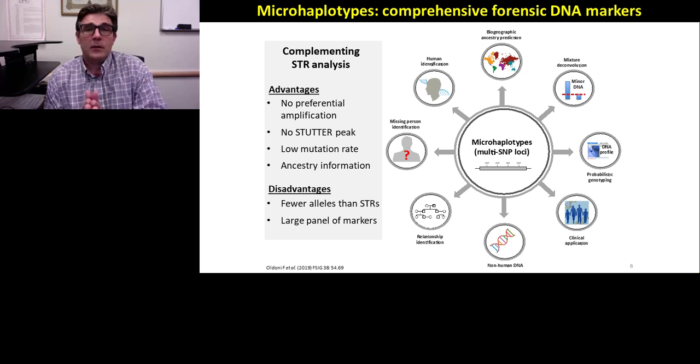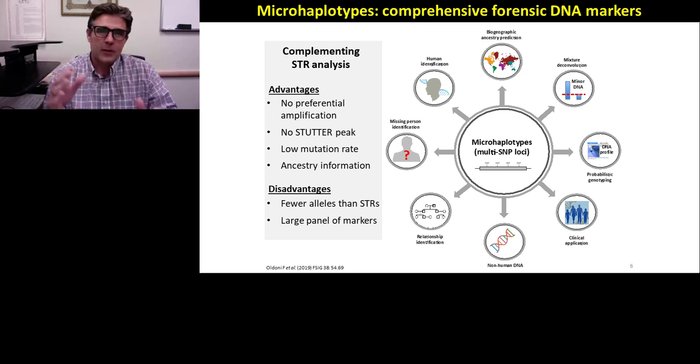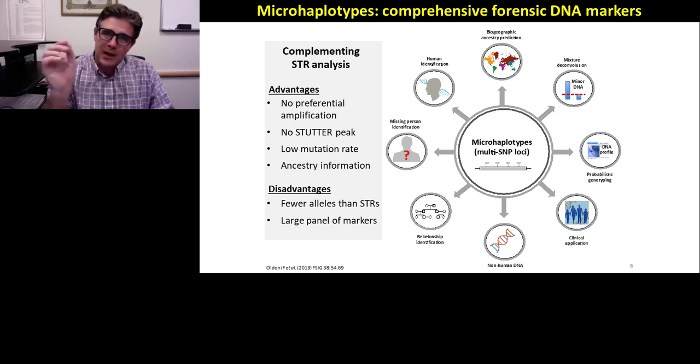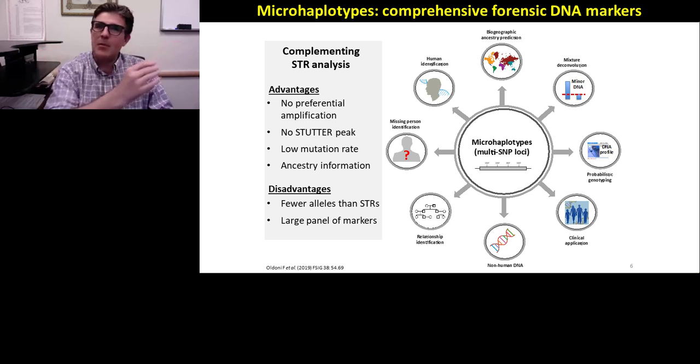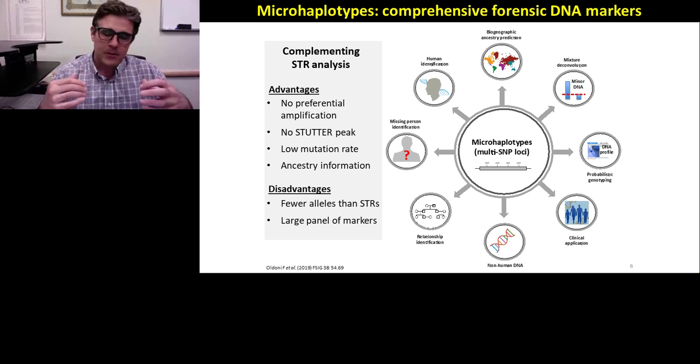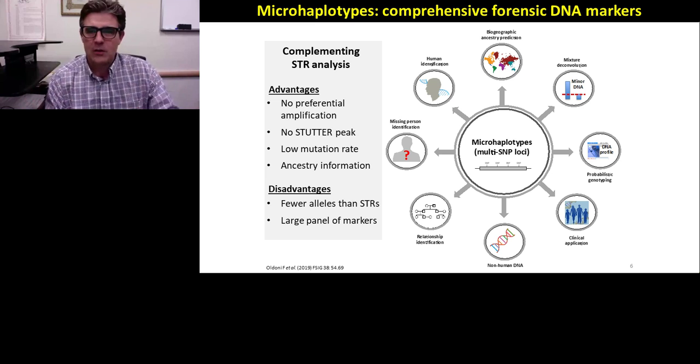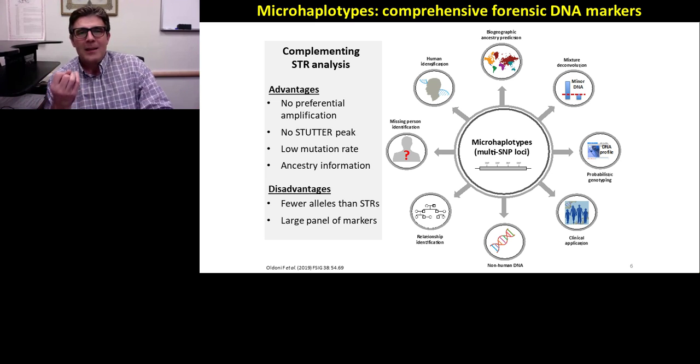First of all, there's no stutter because there's not a sequence that's repeated multiple times. As the polymerase amplifies that region, there's no slippage, and obviously they can be selected appropriately. So the efficiency of the amplification is high. They are SNPs, so they're based on SNPs.